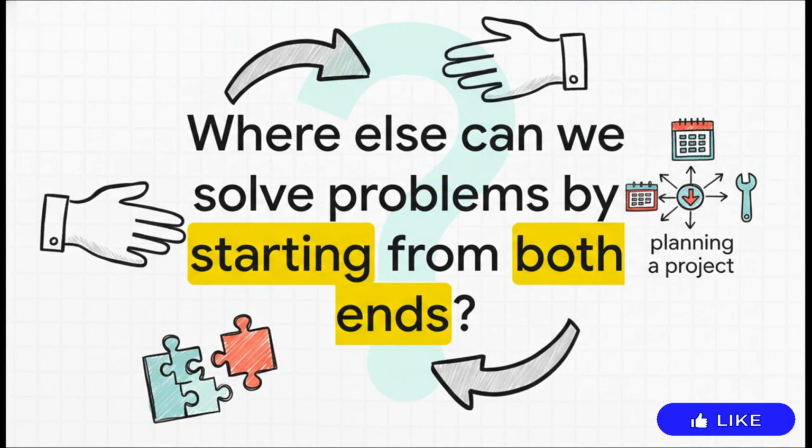And that just leaves us with one final thought. This whole meet-in-the-middle strategy, it isn't just for algorithms, is it? Think about negotiating a deal, or solving a tough puzzle, or even just planning a big project. Where else in your life could you solve a problem faster by starting from both ends?